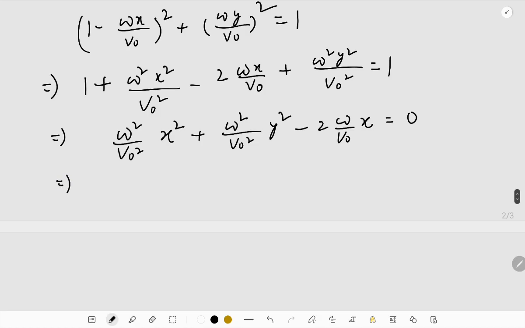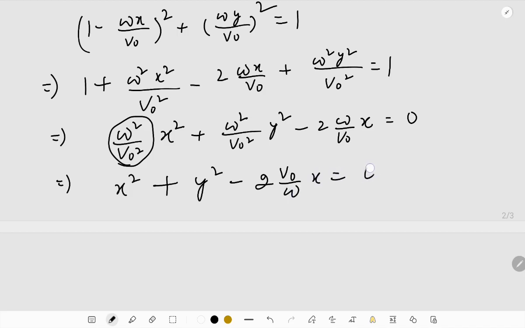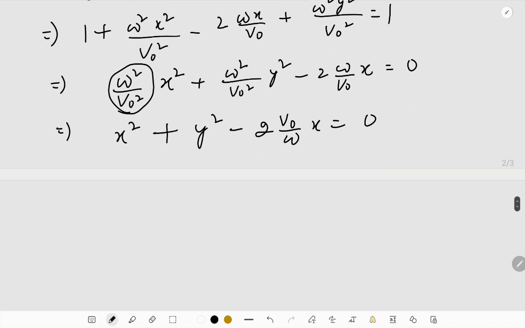And if we divide both sides of the equation by omega square upon v naught square, we are going to divide both sides of the equation so that we can get x square plus y square minus twice v naught by omega x equals 0. And you can see here, this is the equation of a circle.